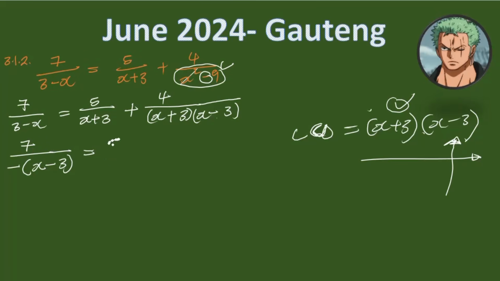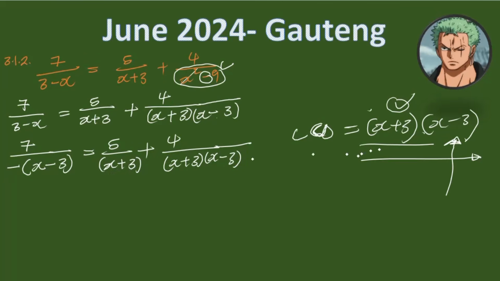This is equals to 5 over x plus 3 plus 4 all over x plus 3 and x minus 3. Now remember what we always used to say: when you see a binomial as a denominator, put it in brackets, right? So now this denominator we already said it's represented here. This denominator we also already said it's represented here, and this one we needed to make a few changes, but eventually this part x minus 3 gets represented there.